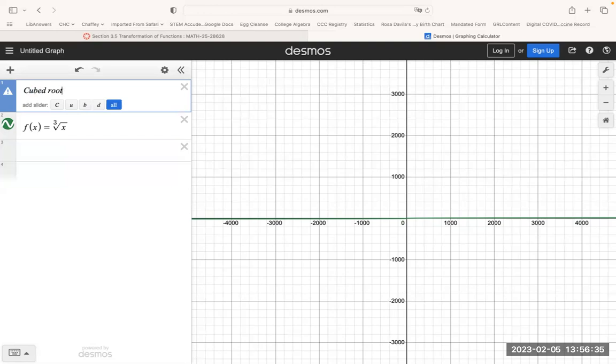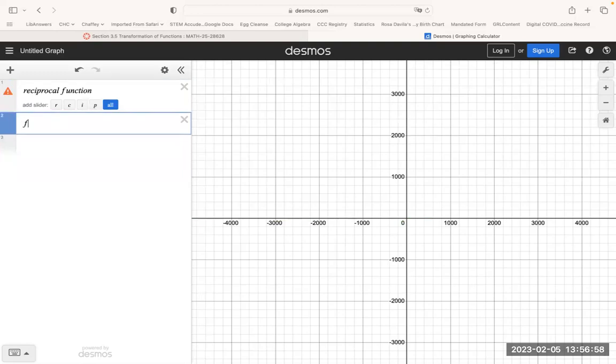And the last one we're going to talk about is our reciprocal function. Reciprocal, just reciprocating. So whatever we have in the numerator becomes the denominator, and whatever we have in the denominator now becomes the numerator. So reciprocal functions are going to be in the form of f of x is equal to 1 over x.